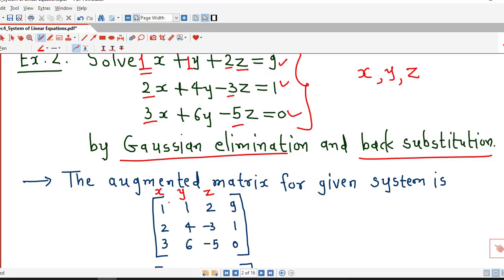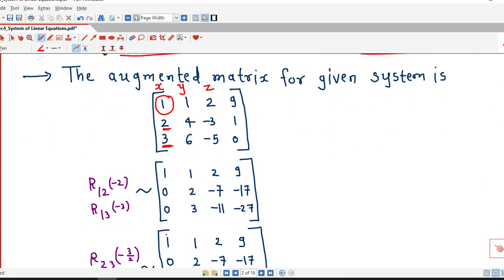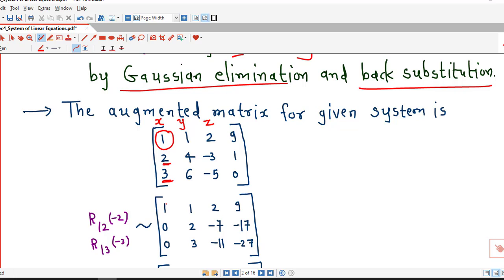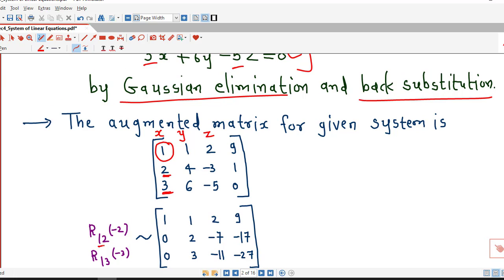So we start with the first non-zero entry of the first row. We have to make these two 0. To make this 0, we multiply the first row by minus 2 and add it to the second row. Similarly, to make this 0, we multiply the first row by minus 3 and add it to the third row. So the required operations are multiplying the first row by minus 2 and adding to the second row, and multiplying the first row by minus 3 and adding to the third row.